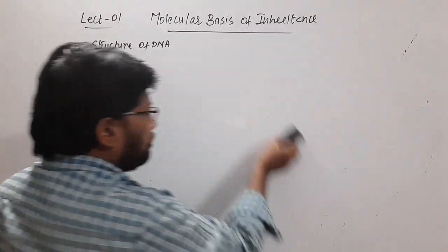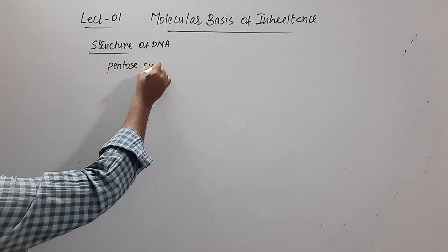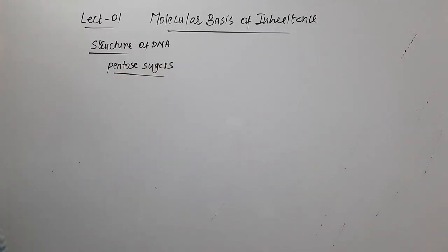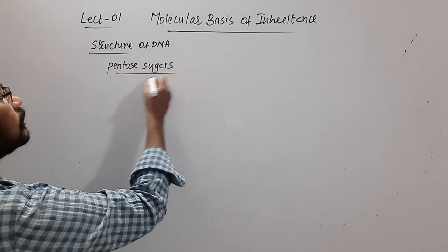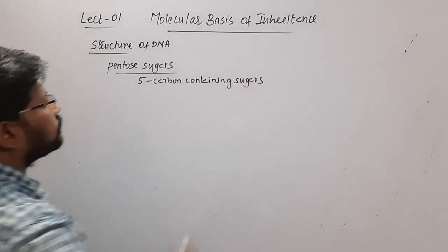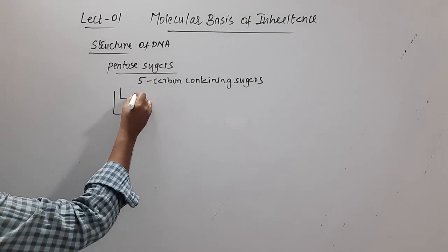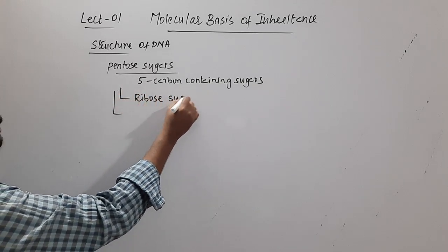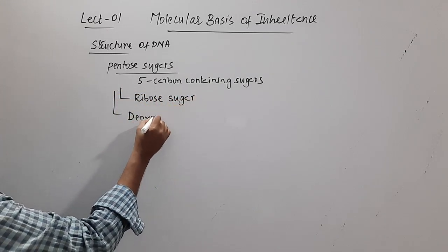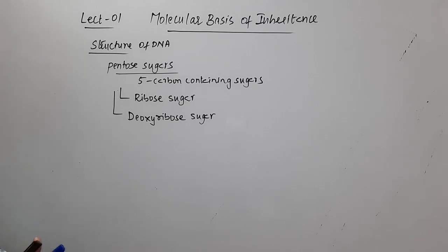Next we'll see about pentose sugars. The name itself gives us information: pentose sugars have 5 carbons. So all these are 5-carbon containing sugars. Here we have two pentose sugars. One is ribose sugar and another one is deoxyribose sugar.